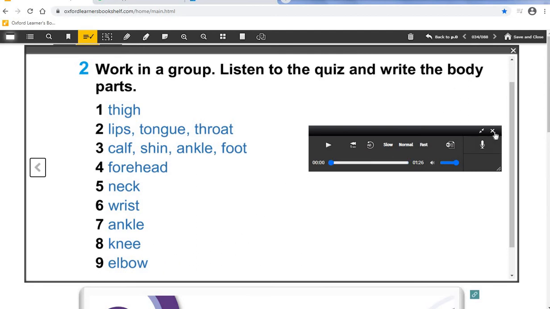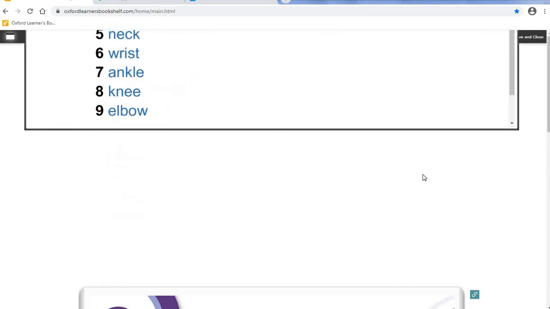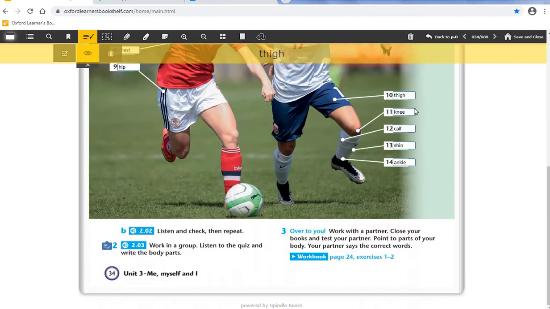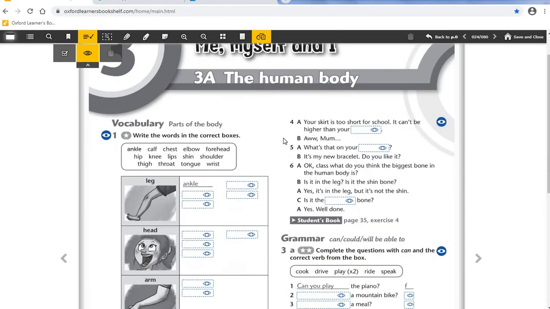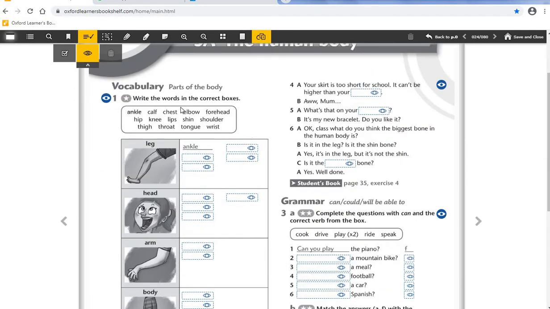Yes, okay. Here are the answers and we pass to the next part. We talked about the body parts and we played the game in the class also. Now open workbook page 24, exercise 1 and 2. Okay. Parts of the body, and we see the answers again.